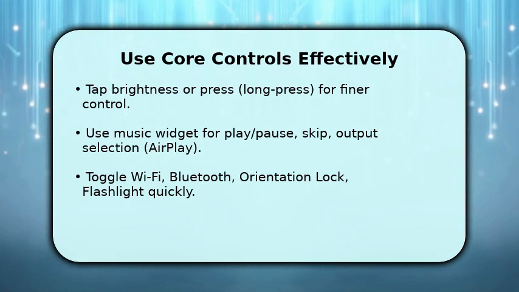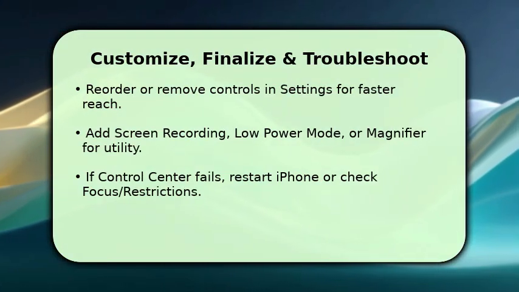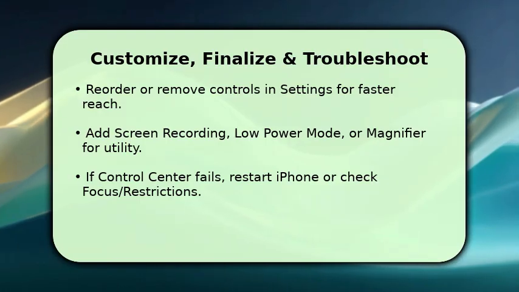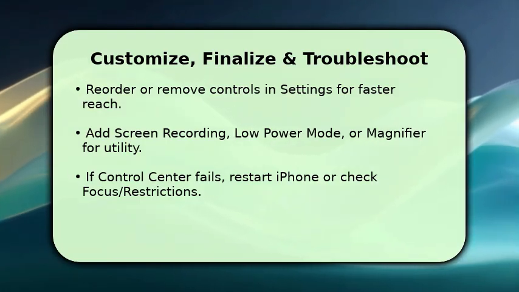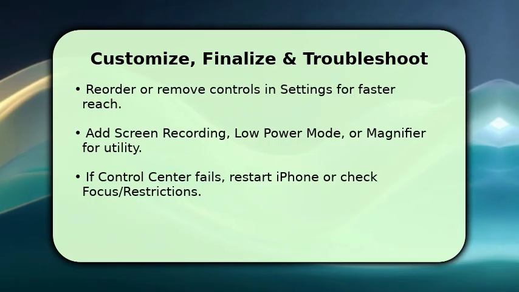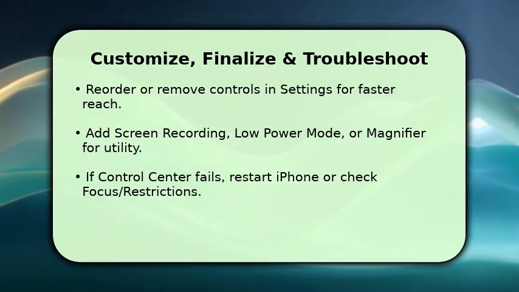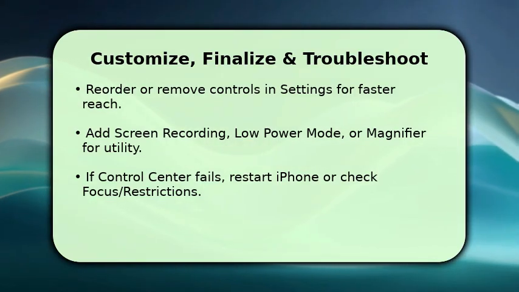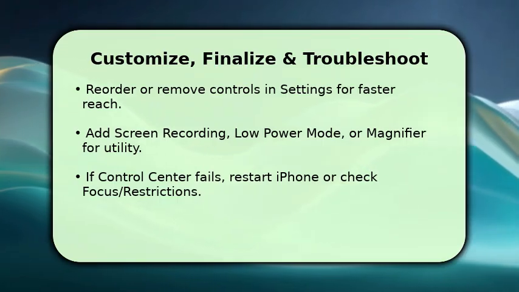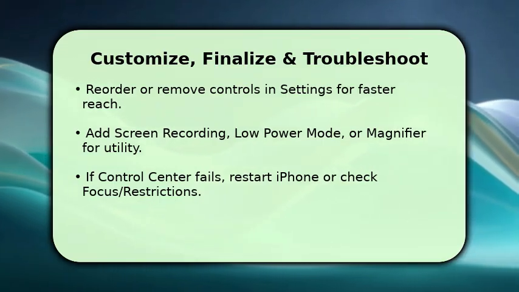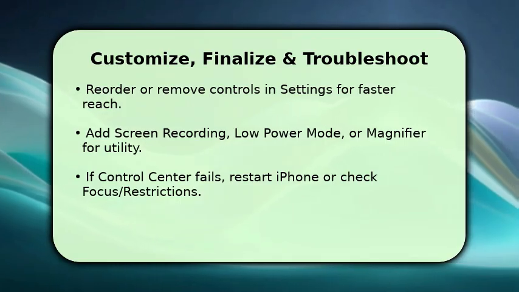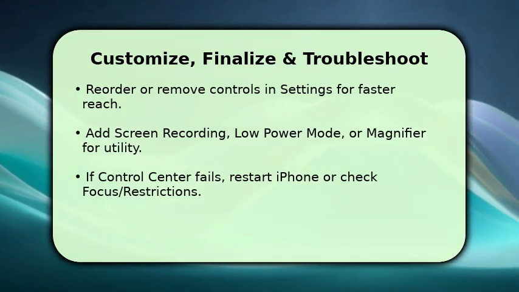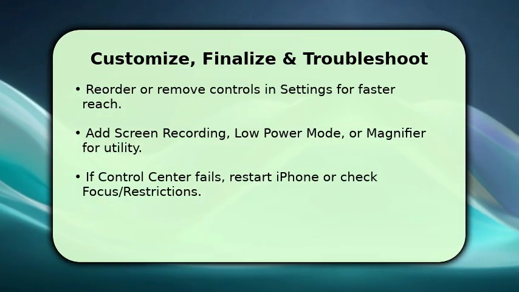Finish by tailoring Control Center so it fits your routine. Back in Settings, tap Control Center, and drag items to reorder them. Put your top 3 controls within easy thumb reach. Add utilities like screen recording or low power mode for quick access, and remove controls you never use to reduce clutter. If Control Center doesn't open, restart your iPhone and make sure Focus or Screen Time restrictions aren't blocking gestures.